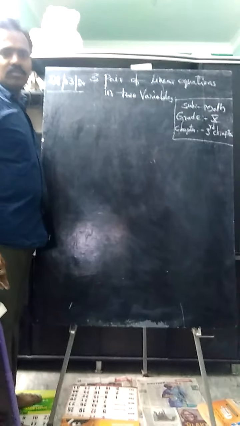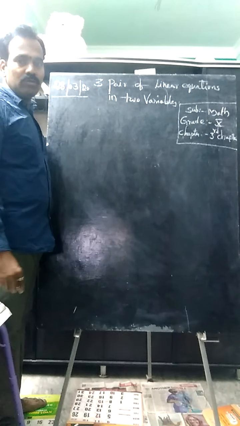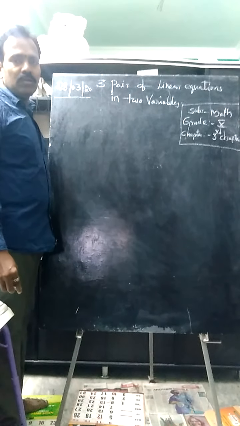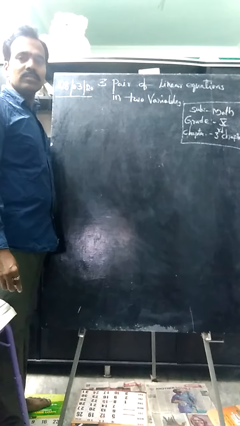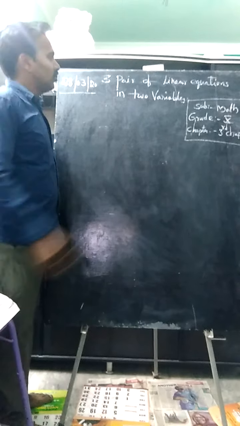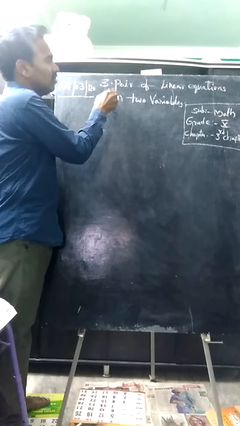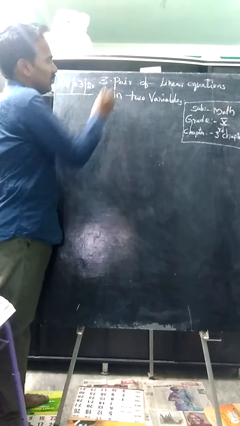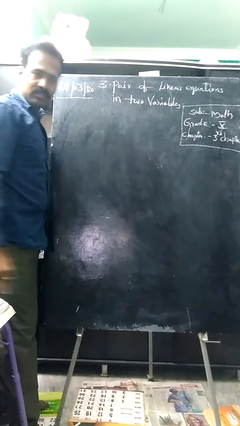Very good morning, students. In previous classes, you have learned about the first chapter, all the topics or concepts related to real numbers, as well as the second chapter, polynomials, which were done till the previous class. Now you are going to learn a new concept, the third chapter of your textbook, that is, pair of linear equations in two variables.